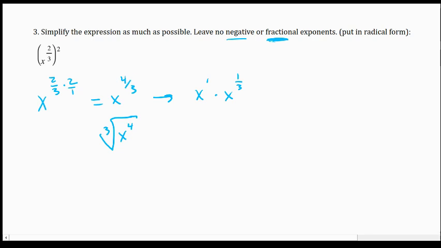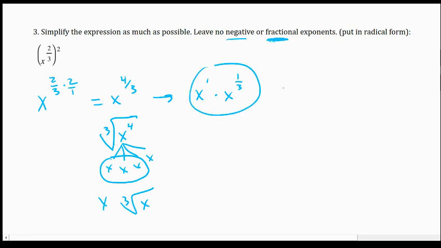And then I could break this down to see 1, 2, 3. There are actually 4 x's here. I can group up 3 of them, which leaves me with x cube root of x. So either one of these, again, this one here would then turn into x times the cube root of x.